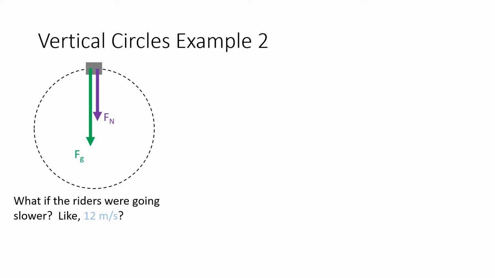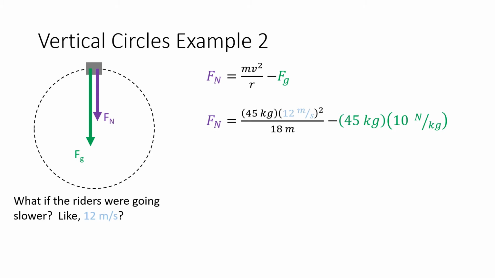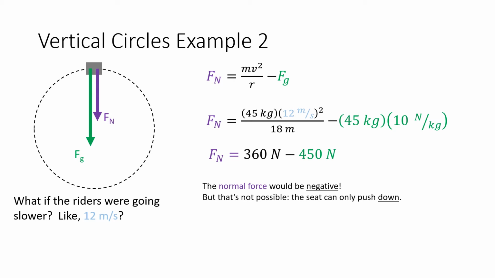So what if our riders were going a little bit slower? Let's take that speed and drop it to 12 meters per second and see what happens to the normal force. Using our same equation, Fn equals mv squared over r minus Fg, let's substitute in that new speed of 12 meters per second. The first term would be 360 newtons. The second term would still be 450 newtons because the weight of the rider wouldn't change, which would give us, if you think about that real carefully, a negative number.